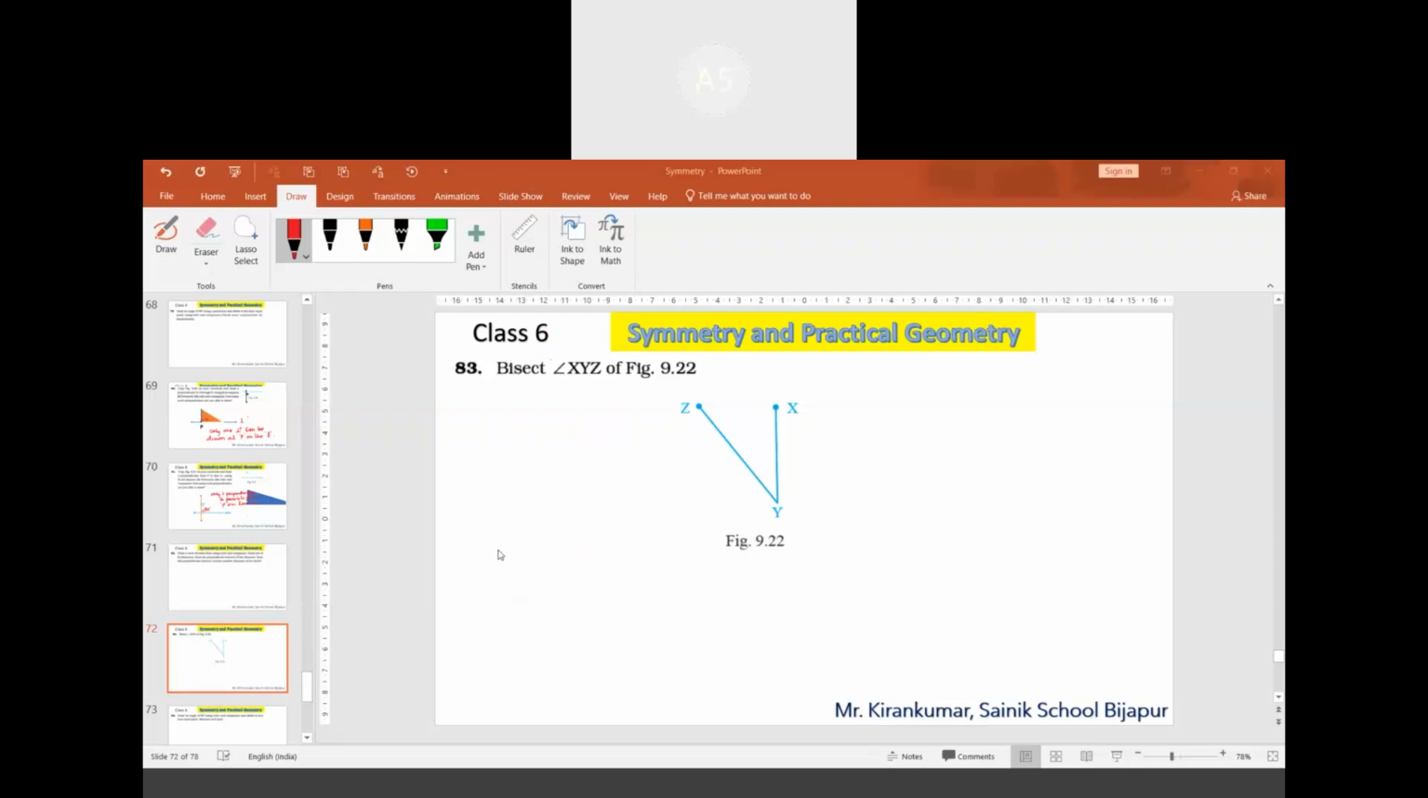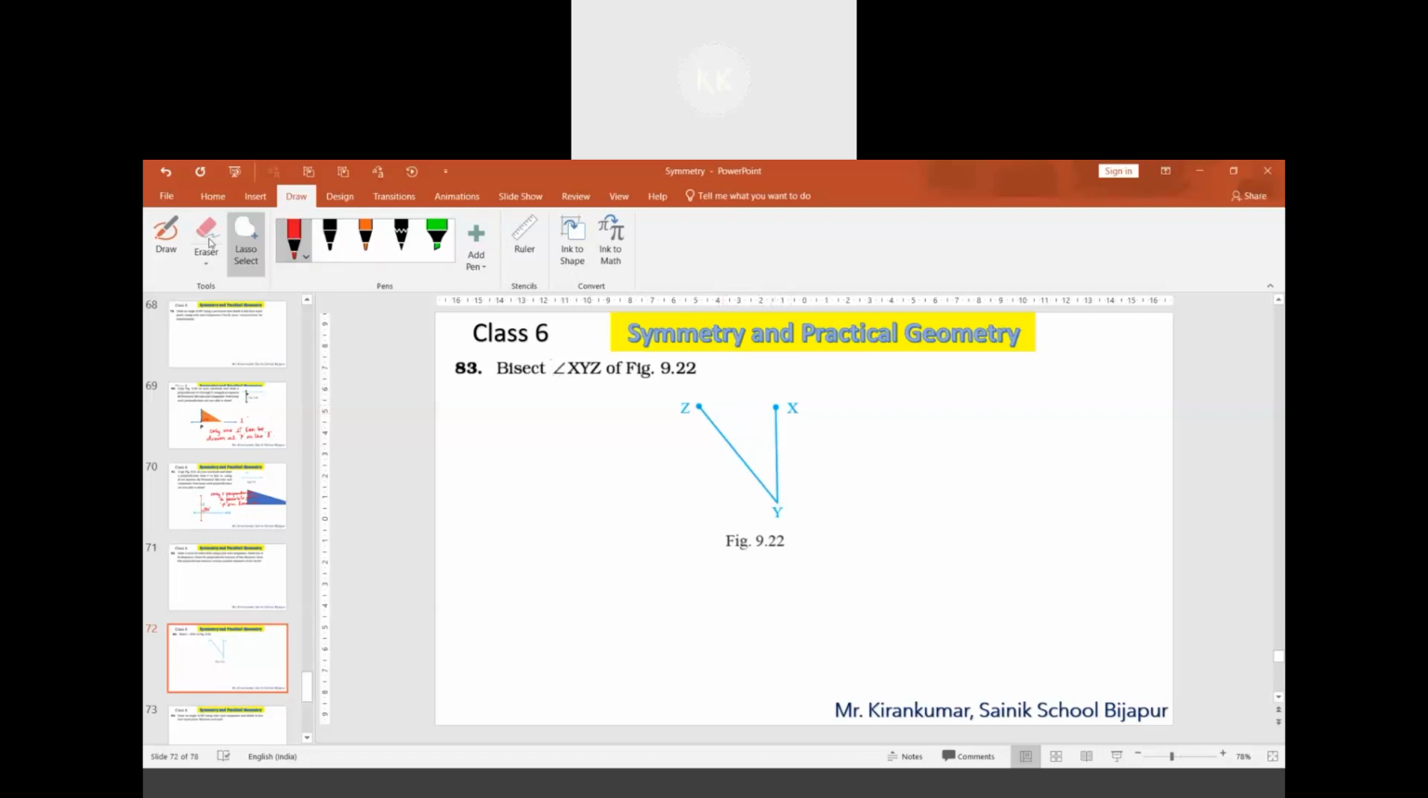It's not possible to bring the image here. Sir, they have not told how many degrees to measure. They have not asked to measure the angle. You have to just bisect this angle.